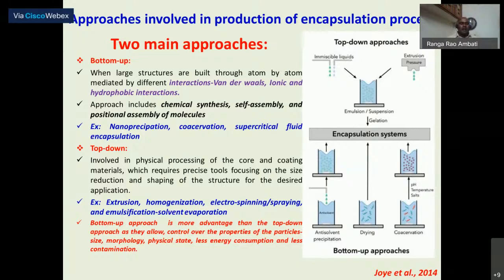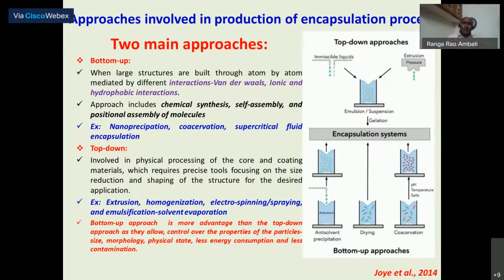Coming to the top-down approach, what is important in this approach? The core and coating material require precise tools, focusing on size, and the reduction and shaping of the structure. These are very, very important in the top-down approach.